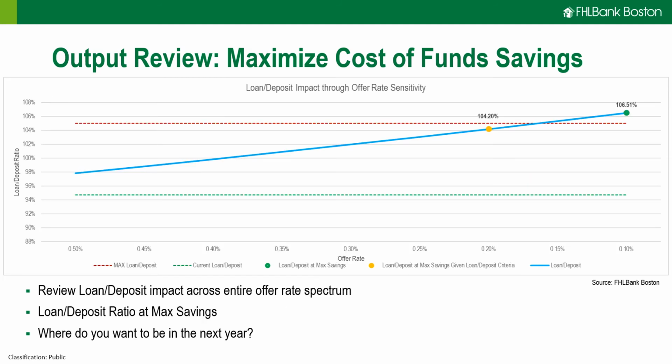So we're looking at another view to see how our offer rate sensitivity impacts our loan to deposit ratios. As mentioned in the previous slide, we see that at 10 basis points, we breach our limit with a loan to deposit ratio of 106.51%. And with our max savings given our loan to deposit limit, we achieve that savings with a result of 104.2%, which is below our set limit.